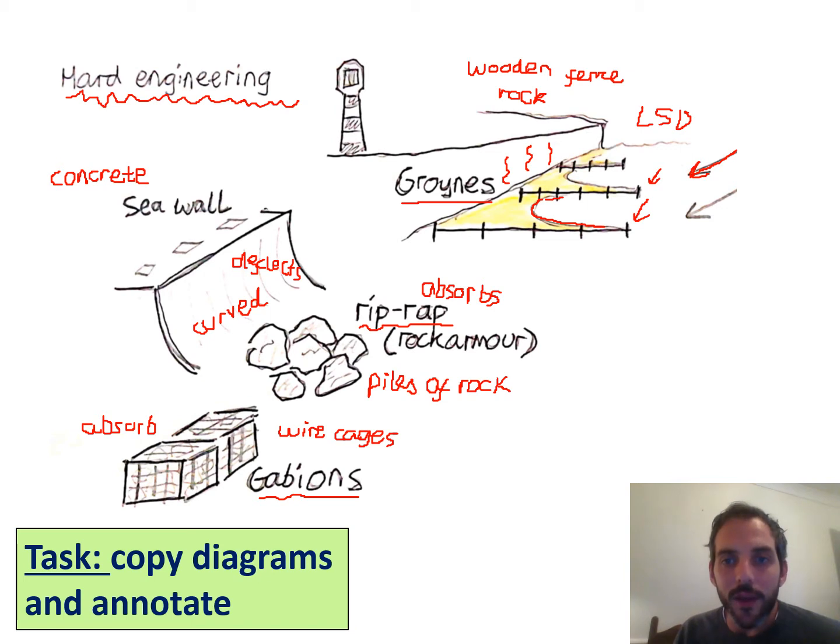They stick out to sea at right angles to the coast, and what they do is they trap sediment, sand, transported by longshore drift. The beach gets bigger, and that causes the waves to break earlier and further out, protecting the cliffs at the back.